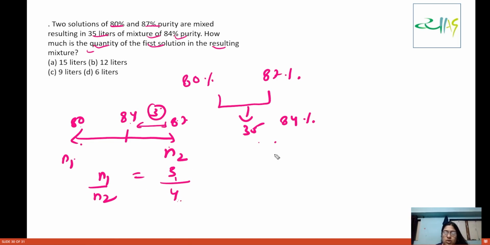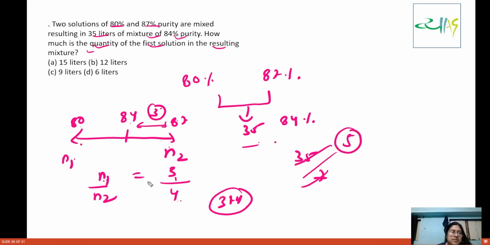So obviously you know that now this 35 liter can be divided by 7, because this ratio 3 plus 4 है ना. So this is 7 by 5. So n1 will be equal to what? N1 will be equal to 3 into 5, and n1 is what? Our first solution. So we will get 15 liter.